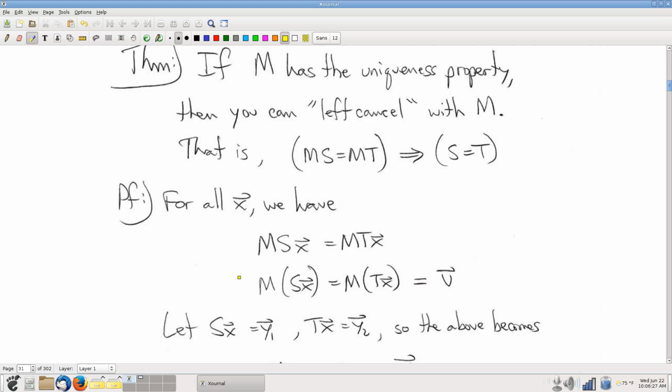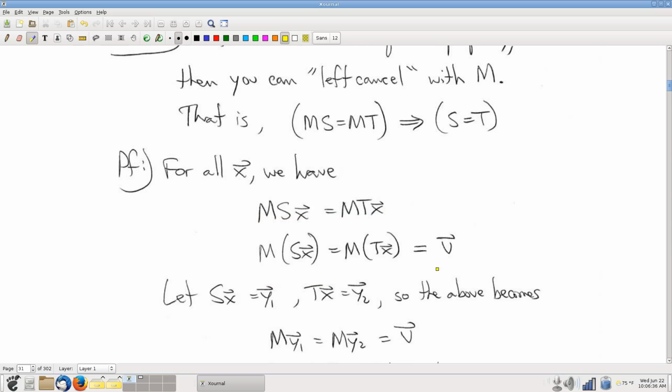This actually is pretty much what we need to draw the conclusion that we want. We just have to be a little bit careful about how we look at it. So I'm going to do some renaming. In particular, I'm going to take SX, I'm going to rename it Y1. I'm going to take TX, I'm going to rename that Y2. That's all I've done, is a renaming.